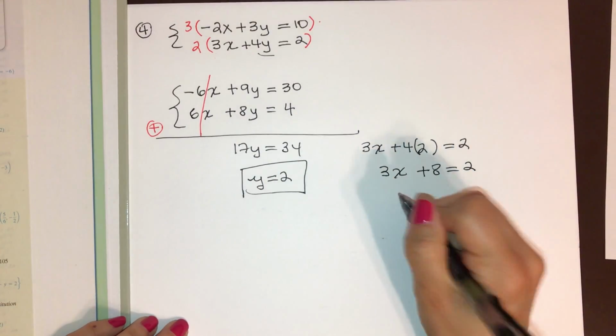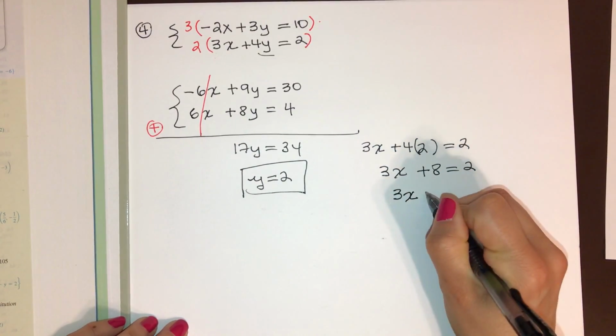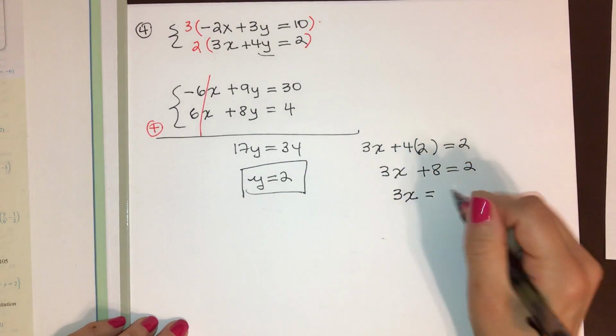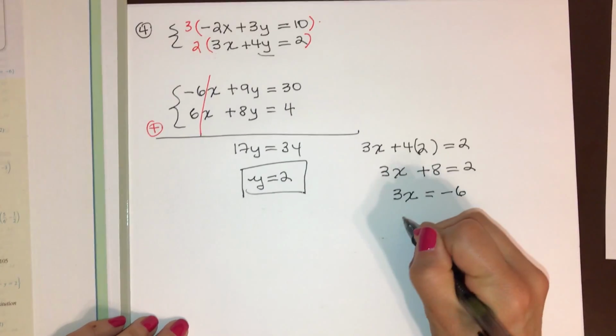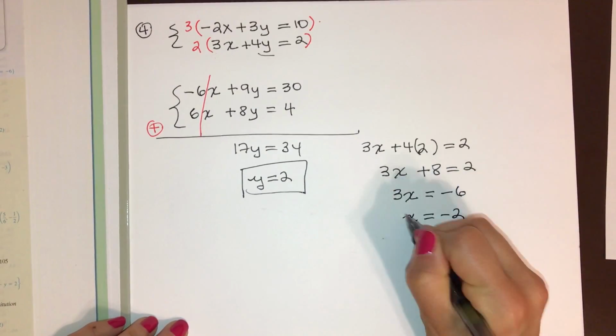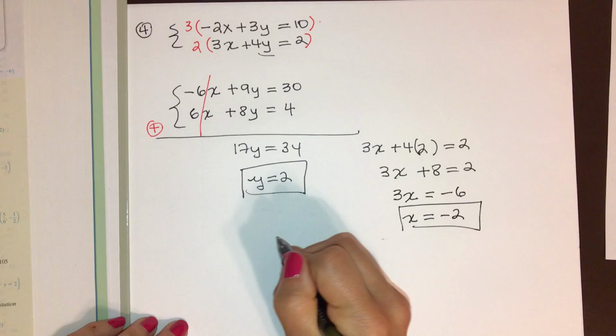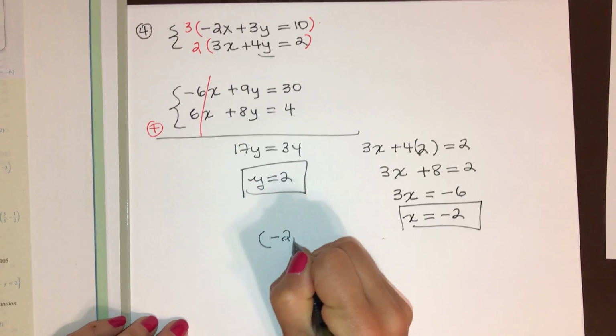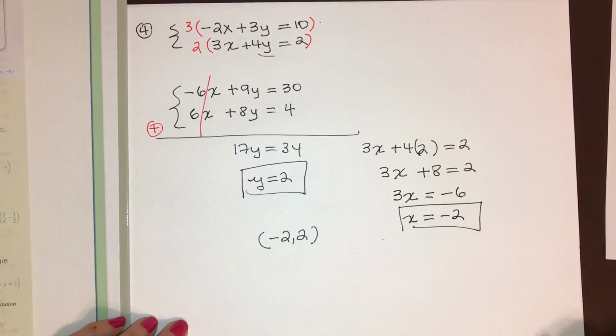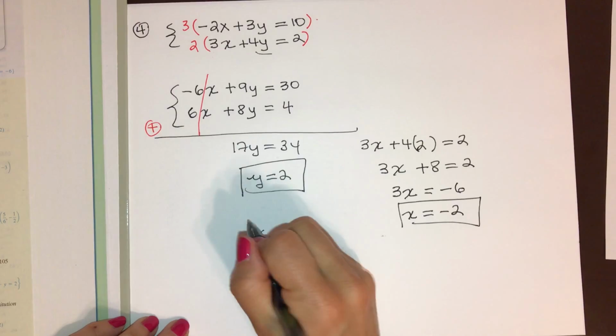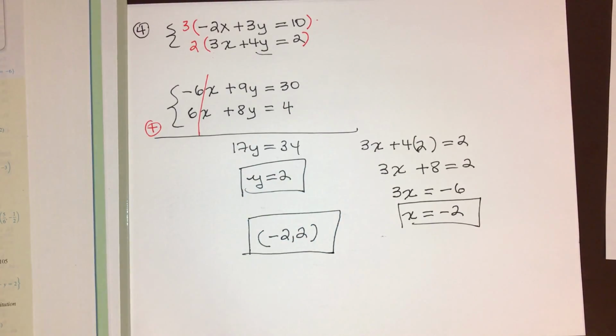Subtract 8 from both sides. And divide by 3. So x is -2. And we can write our ordered pair as (-2, 2). And that will be where the two lines intersect.